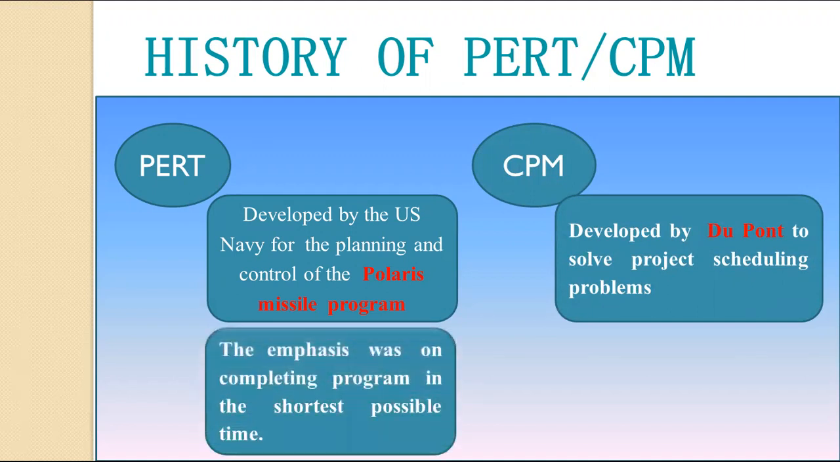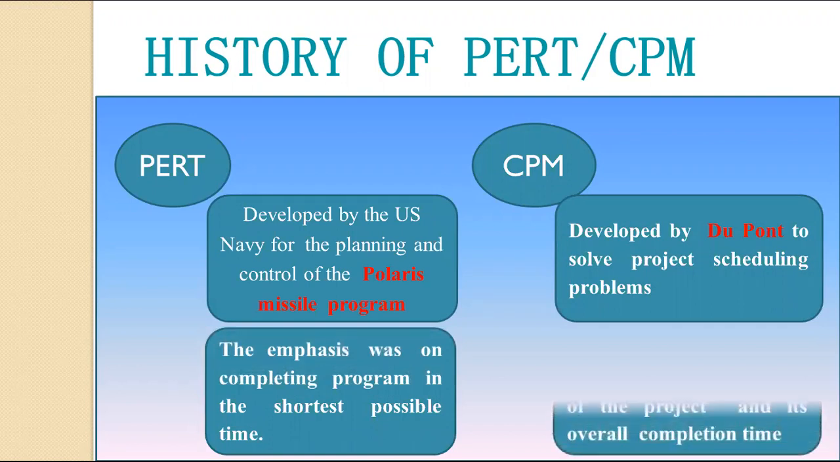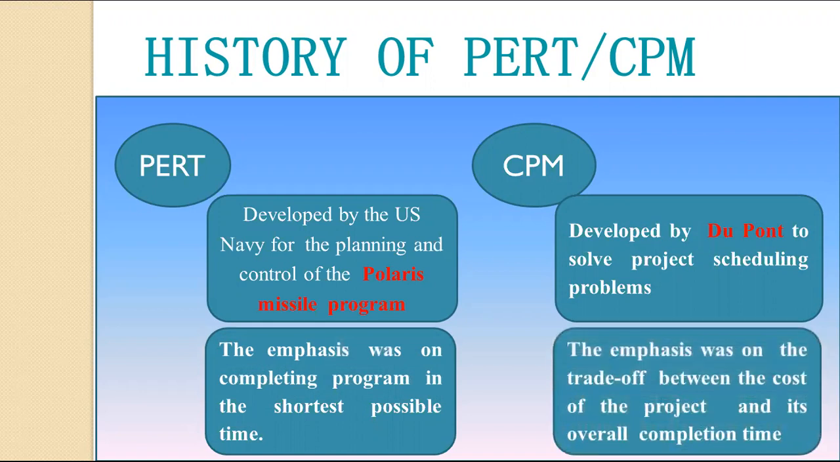Here, the emphasis of PERT was on completing the program in the shortest possible time, and the emphasis of CPM was on the trade-off between the cost of the project and its overall completion time. So, PERT is similar to the critical path method in that they are both used to visualize the timeline and the work that must be done for a project.